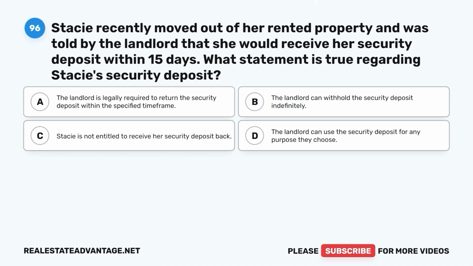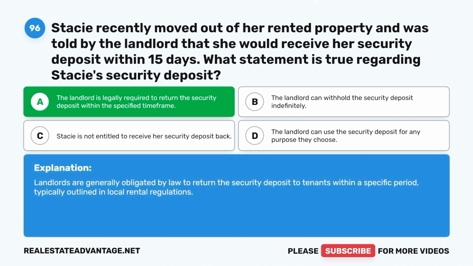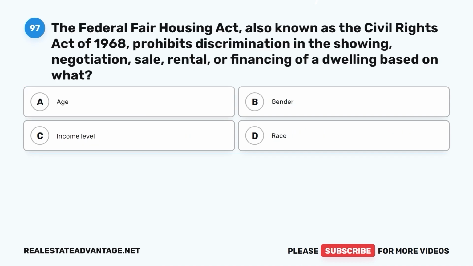C. Stacy is not entitled to receive her security deposit back. D. The landlord can use the security deposit for any purpose they choose. The correct answer is A. The landlord is legally required to return the security deposit within the specified time frame. Landlords are generally obligated by law to return the security deposit to tenants within a specific period, typically outlined in local rental regulations.